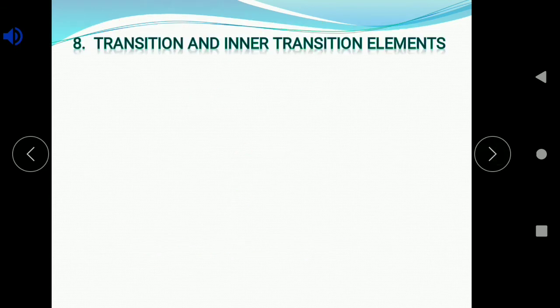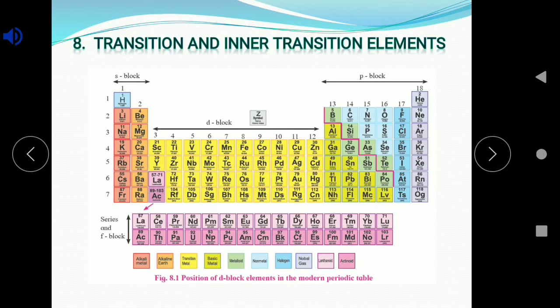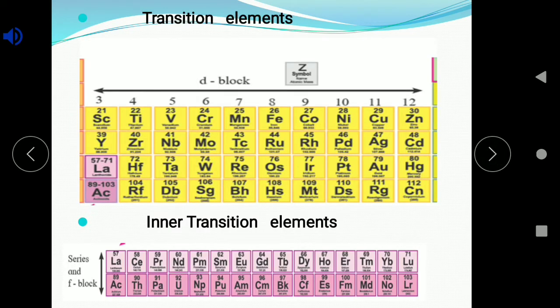As you all know, we have started with the 8th lesson of your syllabus, that is transition and inner transition elements. We call them D block elements and F block elements. Out of these two, we have started with transition elements first, which are D block elements. We will just revise what we learned in previous sessions.